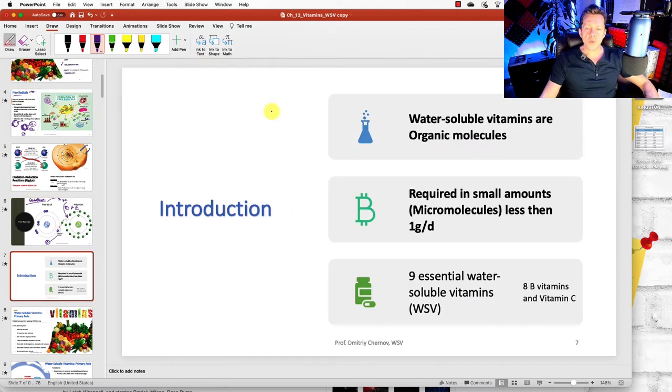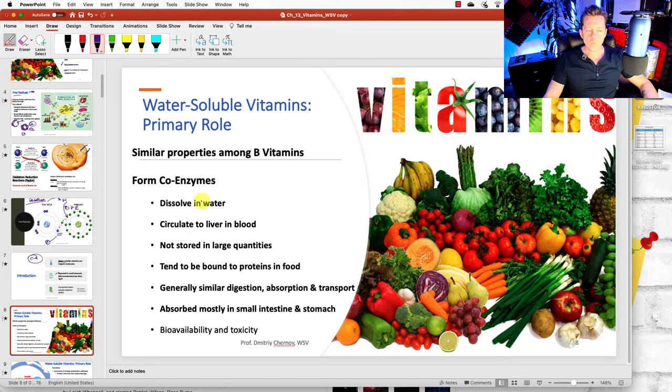So what are water-soluble vitamins? They are organic molecules, meaning that they have carbon and hydrogen together. So when you're eating fruits and vegetables that have water-soluble vitamins in them, they are organic substances. We require them in a very small amount. You can also look at water-soluble vitamins and their primary role as coenzymes.